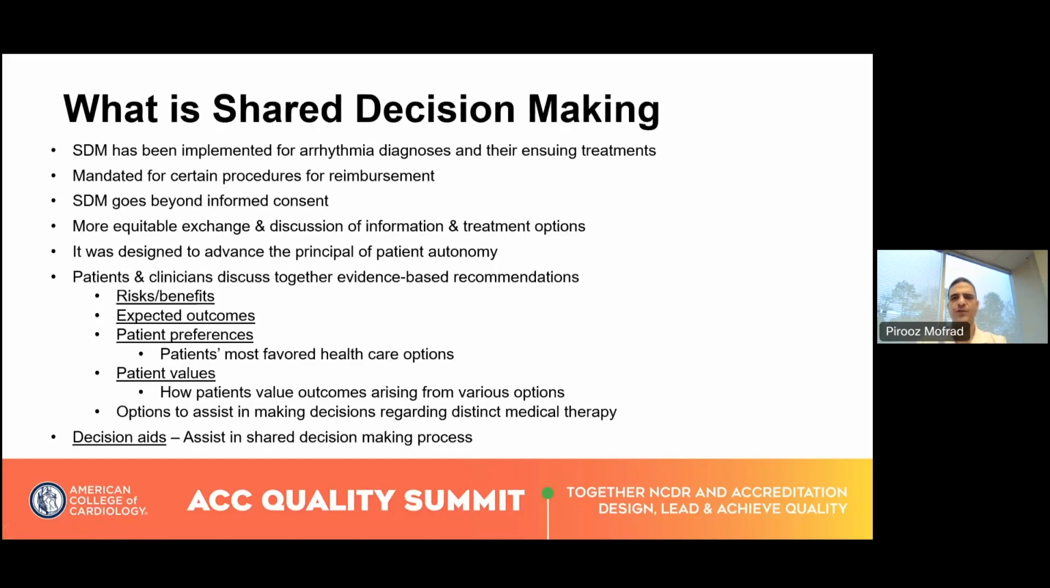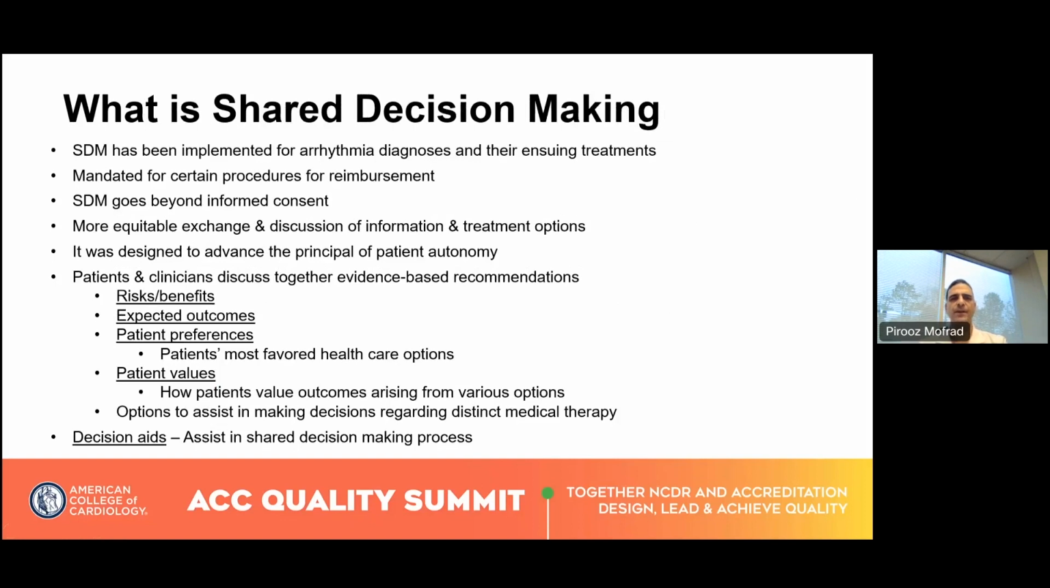So what is shared decision making again? It's been implemented already for certain arrhythmias, for the diagnosis and treatments that ensue from those arrhythmias. So from something as simple as starting anticoagulation for atrial fibrillation, to something more involved, such as discussion of the defibrillator implant for patients. And again, it's been mandated for certain procedures' reimbursement.